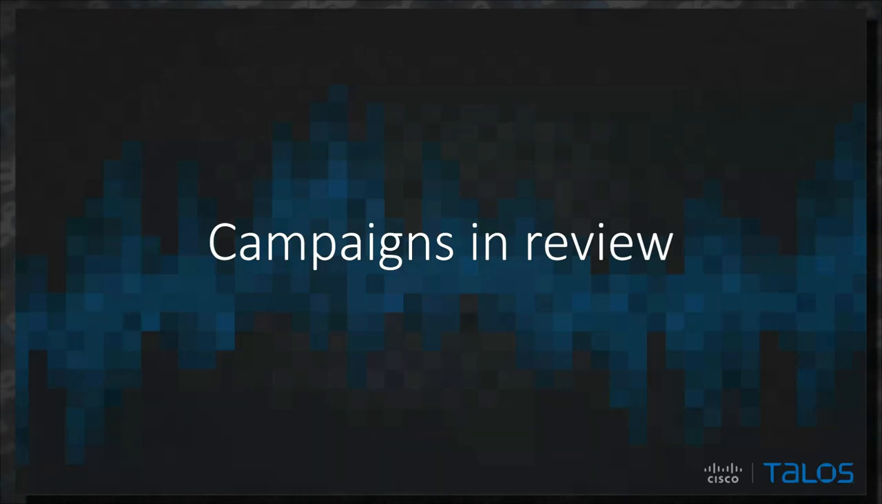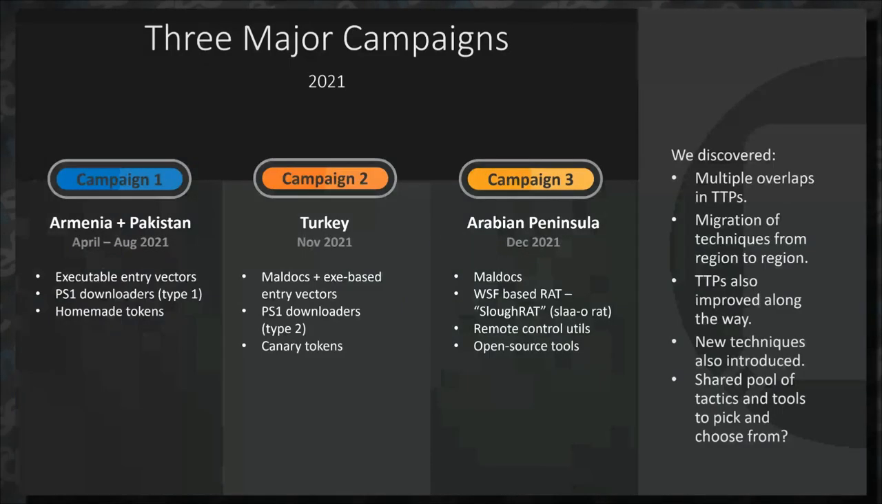That being said, let's take a look at all the different campaigns that have been conducted by MuddyWater over the past year or so. So now the intention of this presentation initially was to talk about three key campaigns and show similarities between them. The first campaign that we wanted to talk about was one that started in April and was carried out through August of 2021. This campaign specifically targeted entities in Armenia and Pakistan. The second campaign that we saw MuddyWater conduct was against Turkish entities, and we discovered this in November of 2021. And then there was a third campaign that was targeting a lot of countries in the Arabian Peninsula, way more prolific and way more aggressive, that we discovered in December of 2021.